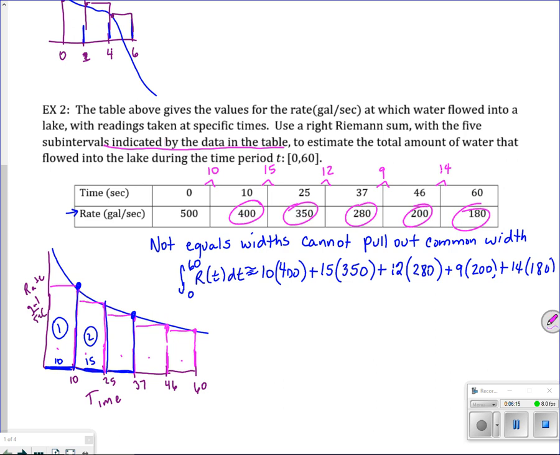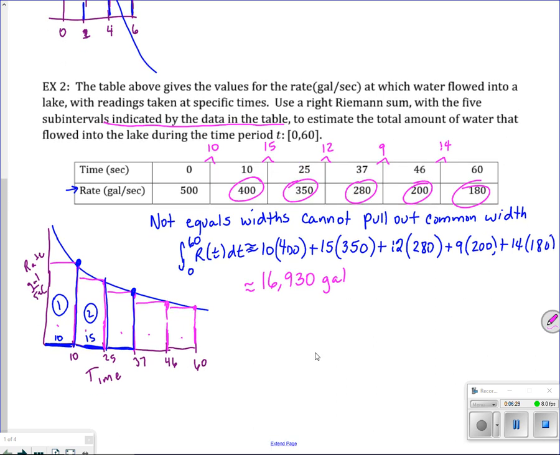And when you get that, you get 16,930 gallons. Remember, how do you know it's gallons? Well, estimate the total amount of water. That's going to be in gallons. But remember, when you're doing the area under the curve, you multiply the units together. So if I'm doing gallons per second times seconds, when you're integrating, notice that I get gallons. So that's what you got.